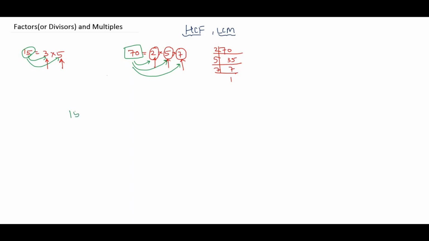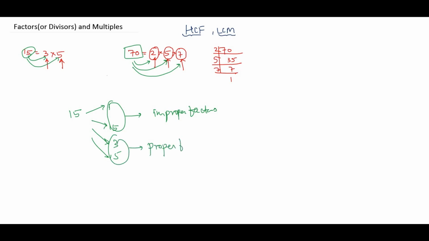Now 15 is completely divisible by 2 more numbers, that is 1 and 15 itself, right? So this 1 and 15 are known as improper factors, and 3 and 5 are known as the proper factors of 15. Again, 24 can be written as 2 multiplied by 2 multiplied by 2 multiplied by 3.